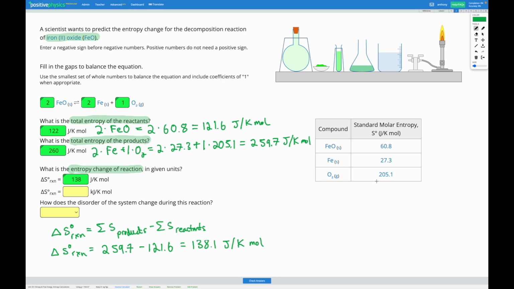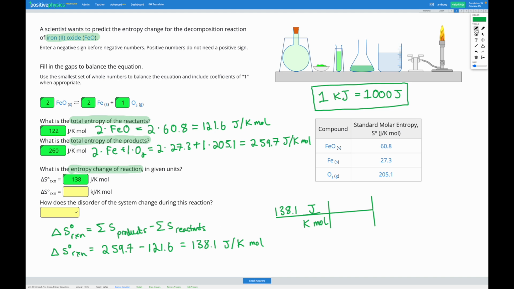Now we also want to get that in kilojoules per Kelvin mole. So we're going to need to use a conversion. We're starting with 138.1 joules per Kelvin mole, and we're going to convert using 1 kilojoule is equal to 1,000 joules, because kilo means 1,000. So let's set up our dimensional analysis table. We want to convert joules into kilojoules, so I'm going to put joules on the bottom, so that will cancel out, and kilojoules on the top. And then we know 1 kilojoule is equal to 1,000 joules.